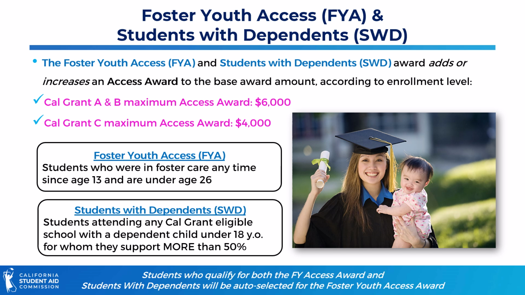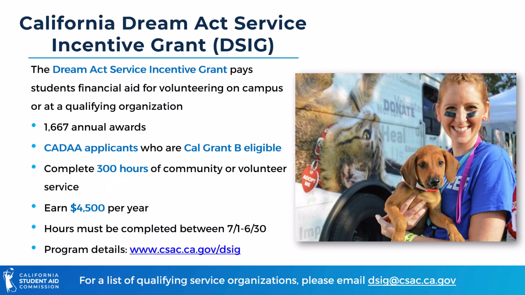Students who are awarded a Cal Grant A or B can receive a maximum Access award amount of $6,000, and students awarded a Cal Grant C can receive a maximum Access award amount of $4,000. Students who qualify for both the Foster Youth Access Award and the Cal Grant for Students with Dependents will be auto-selected for the Foster Youth Access Award.